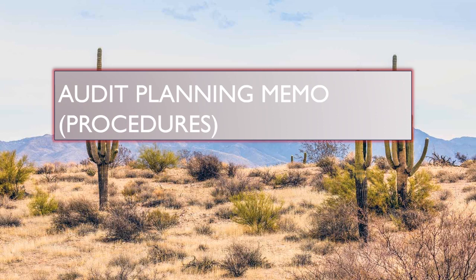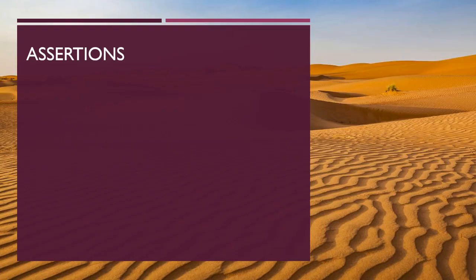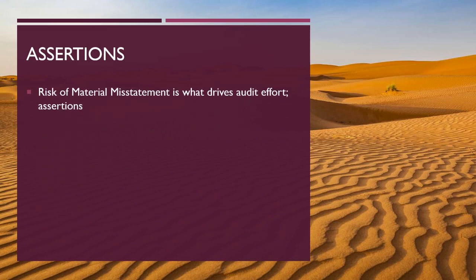Procedure is the last section of the Audit Planning Memo and it deals with risk assessment and mitigation strategies. Auditors must carefully plan the audit, starting with risk, leading to procedures. Assertions: risk of material misstatement is what drives audit effort.